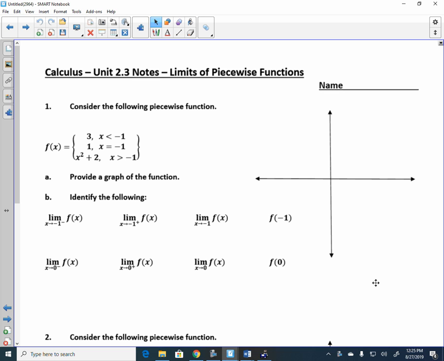All right, so today's lesson is on limits, but we're going to investigate piecewise functions. And there's really two components to this. Number one, you want to be able to know limits. And number two, you want to be able to generate these function graphs. So let's check it out.